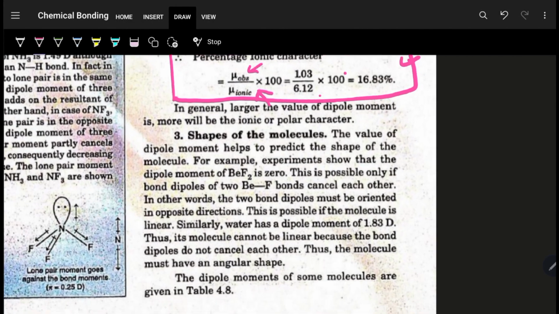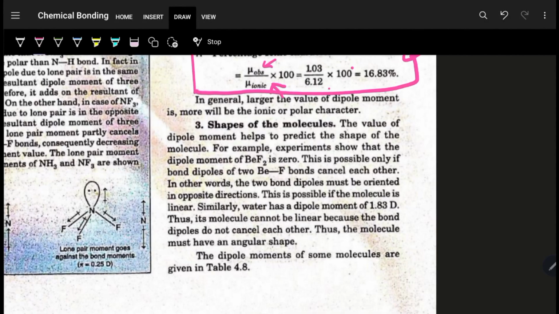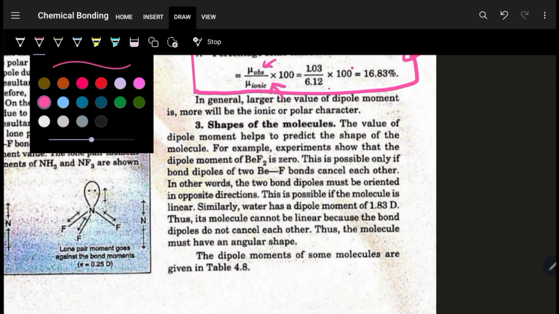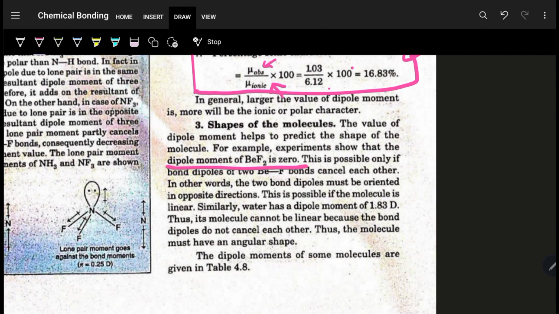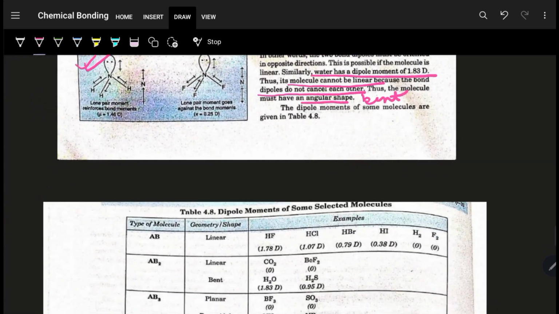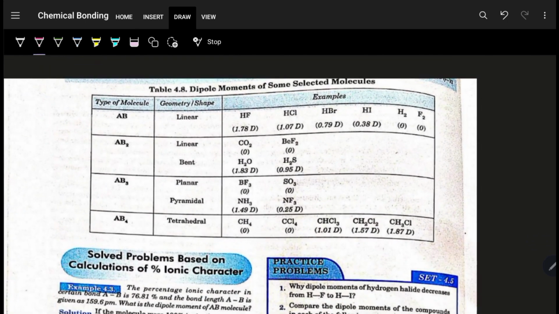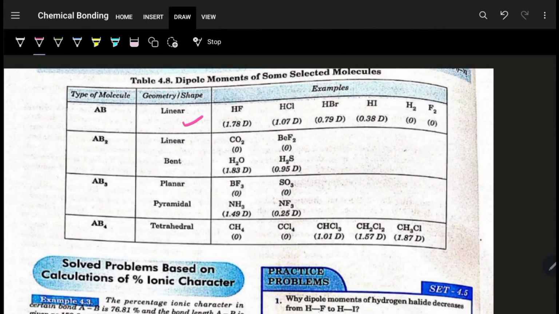Okay. Now shapes of molecules. We have told you that BeF2 has zero dipole moment, and so it is a linear molecule, and the bond moments cancel each other's effect. Similarly, water has a resultant dipole moment, so the water molecule is not linear, the moments do not cancel each other's effect, it is bent or has an angular shape. So this is it. Now these are some selected AB type molecules having linear geometry.